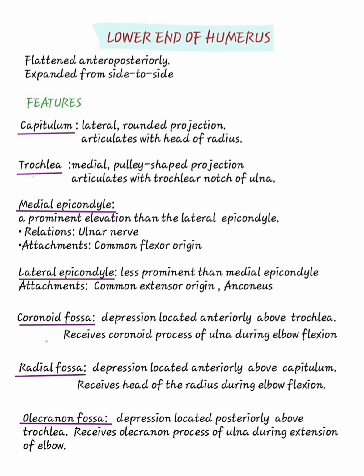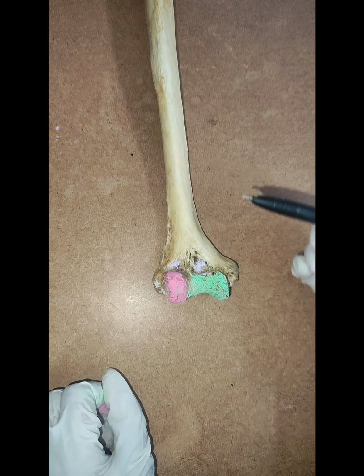Coronoid fossa is a depression located anteriorly above the trochlea. It receives the coronoid process of the ulna during elbow flexion. Radial fossa is a depression located anteriorly above the capitulum. It receives the head of the radius during elbow flexion. Olecranon fossa is a depression located posteriorly above the trochlea. It receives the olecranon process of the ulna during extension of the elbow.